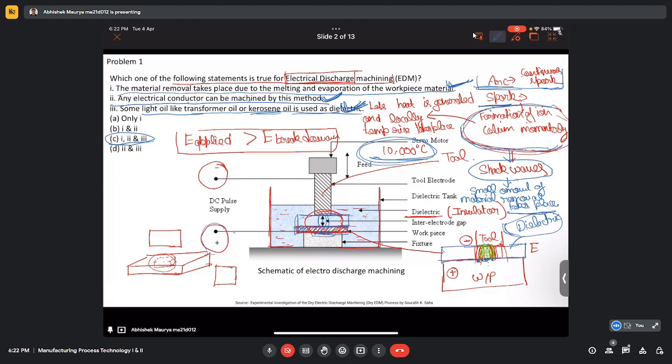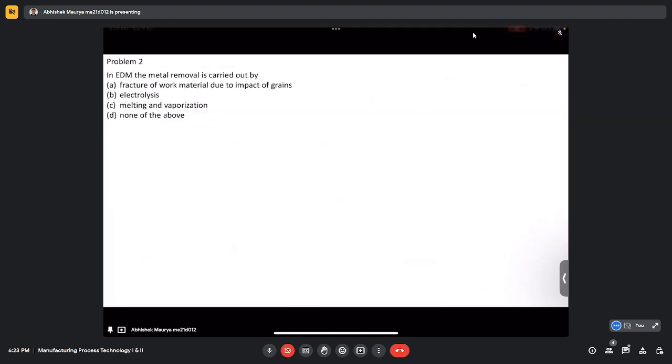I think I have explained the solution of this answer. If there is some doubt, please ask me, or we shall move to the next problem. Okay, so let's move to the next problem. Please read the problem and you can give your response in the chat box.